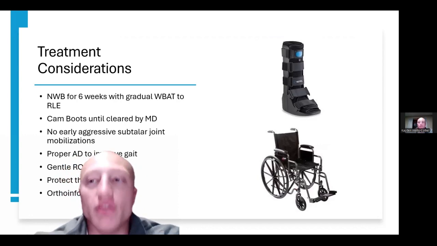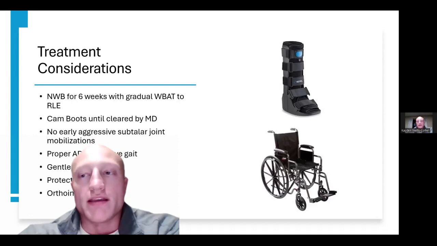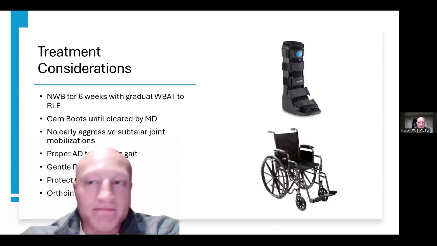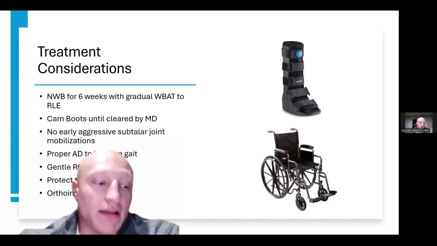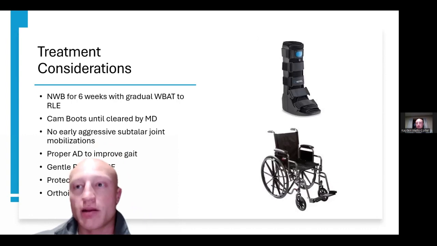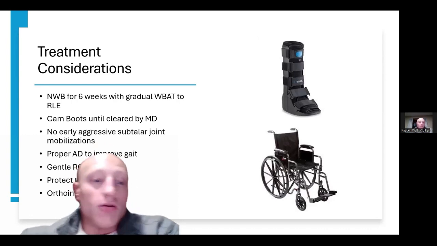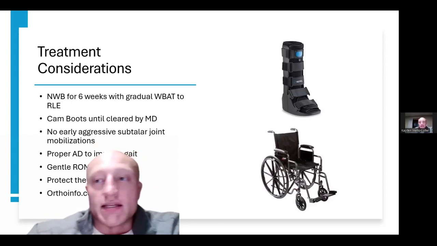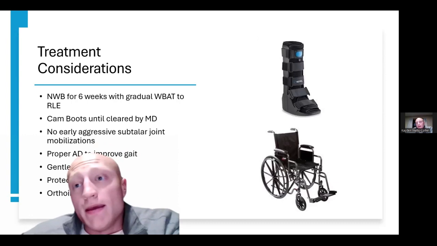So trying to get that ankle to move a little bit, doing a light heel strike, while also rounding over and getting up onto the toes at the end of their stance. And then with that being said, also no early aggressive subtalar joint mobilizations as we're trying to protect that hardware and promote the most healing within the ankle. Also, we'll discuss here too, just doing proper assistive devices to improve gait.